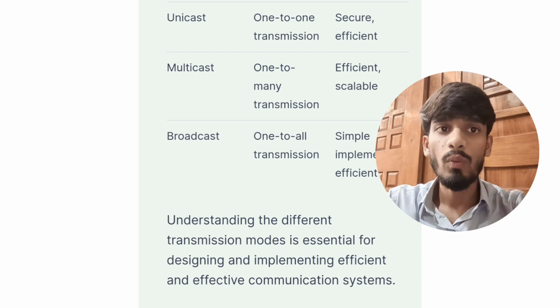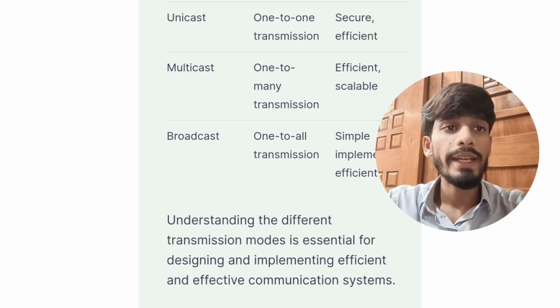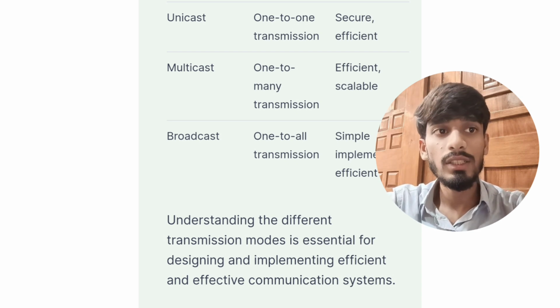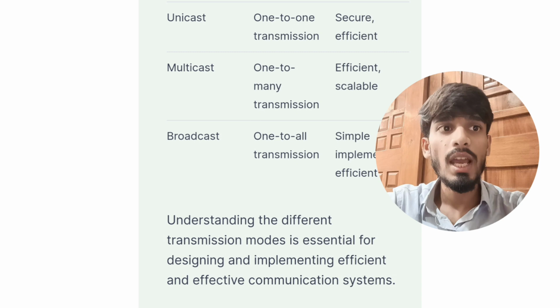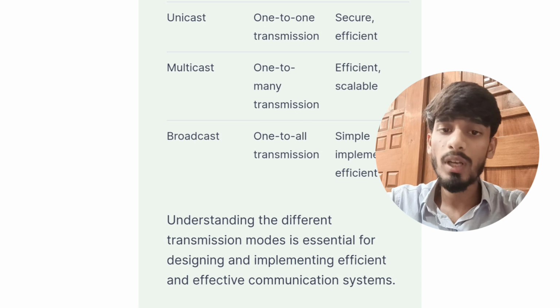Next is multicast. In multicast, one-to-many transmission takes place. In this, what are the advantages? It is efficient and it is scalable. What are the disadvantages? It is complex implementation and it has limited control. We cannot control it properly or completely.